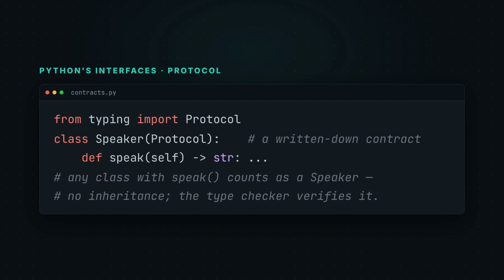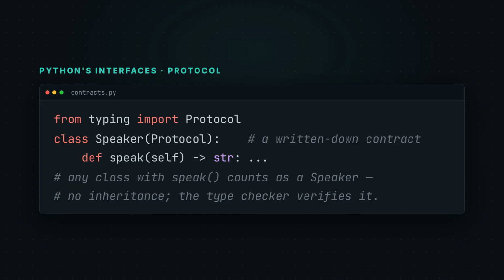Python has no implements keyword, but when you want that contract written down, you use a protocol. You list the methods you expect. Here, speak. Now, any class that has a speak method counts as a speaker, with no inheritance at all. Your type checker quietly checks it for you. That's Python's version of an interface.